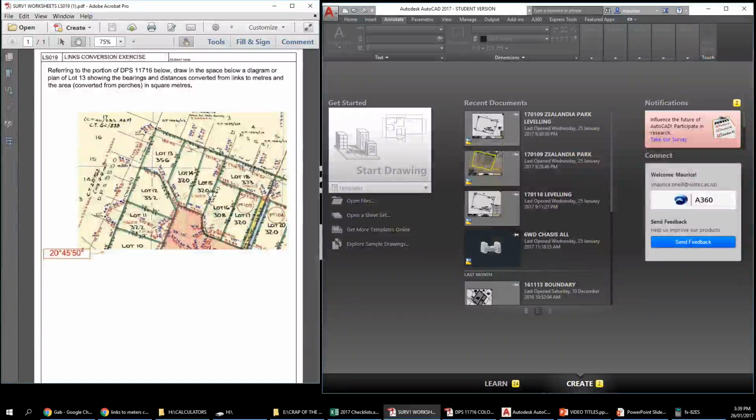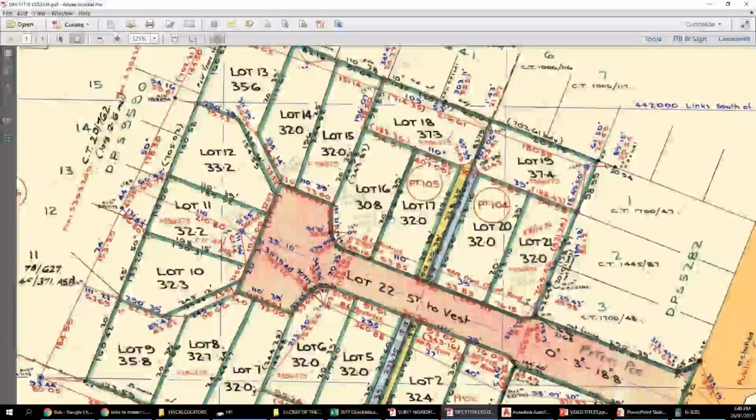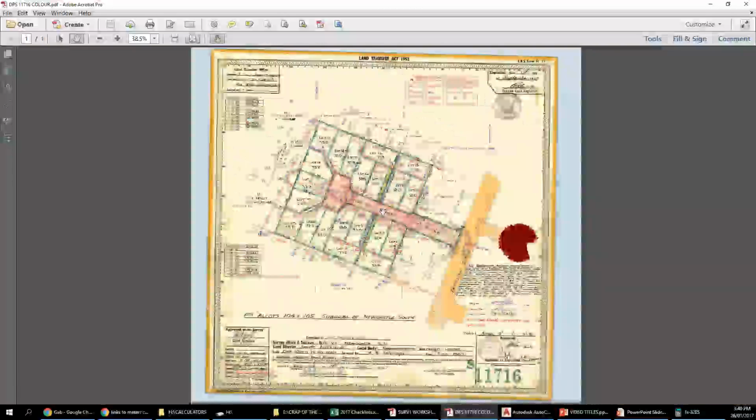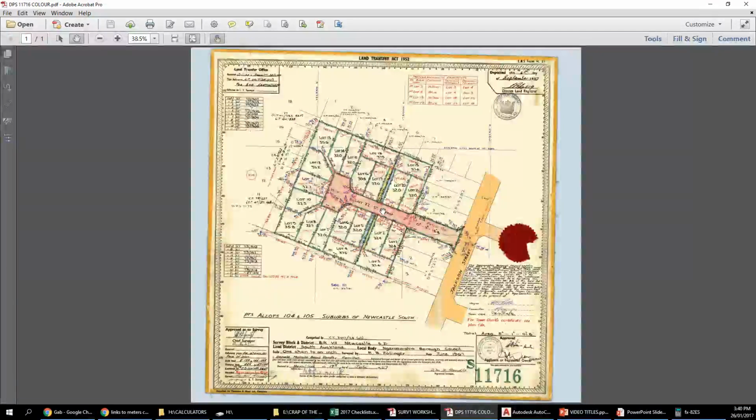But before we go too much further with that, it might pay just to have a bit of a look at DPS 11716. Here it is, Control 0. So this is the plan here, dated 1967. It's a survey by Rex Hollinger from Hamilton. I used to work for Rex in the early days, 1987, 88, around then.